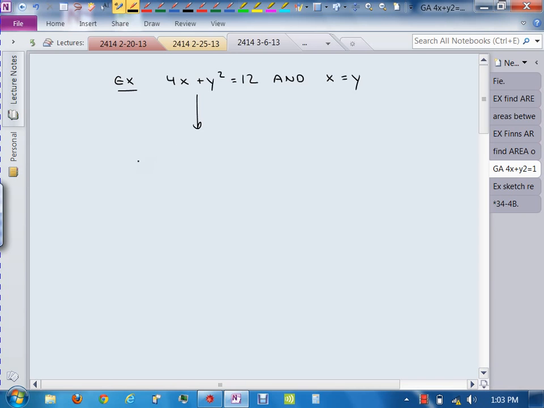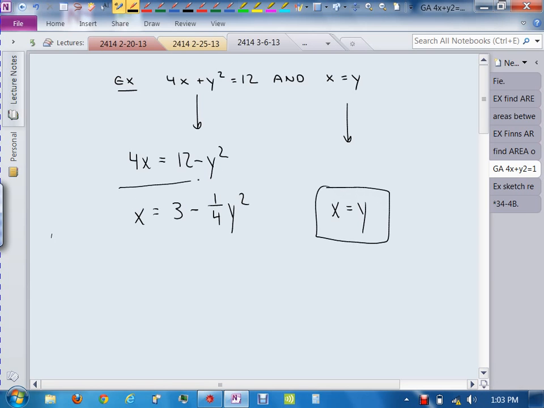So let me solve it for x. 4x equals 12 minus y squared. Divide everything by 4. x equals 3 minus 1/4 y squared. So that's solved in terms of y, right? x is in terms of y. And then the other one, can you solve the other one for x? I know. So you have two graphs there.